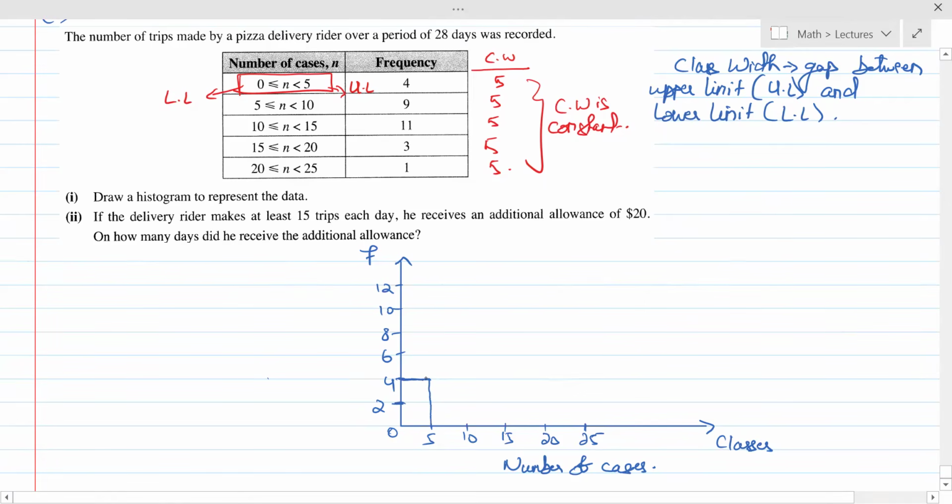Next, we have 5 till 10, and that is having the frequency 9. So 5 till 10 goes up till 9. Since 9 is not there, it would be the mid of 8 and 10. Third class we have is 10 till 15, which is having a frequency 11, so it would be somewhere here. Fourth class, 15 till 20, is having the frequency 3. 3 has to be in between 2 and 4.